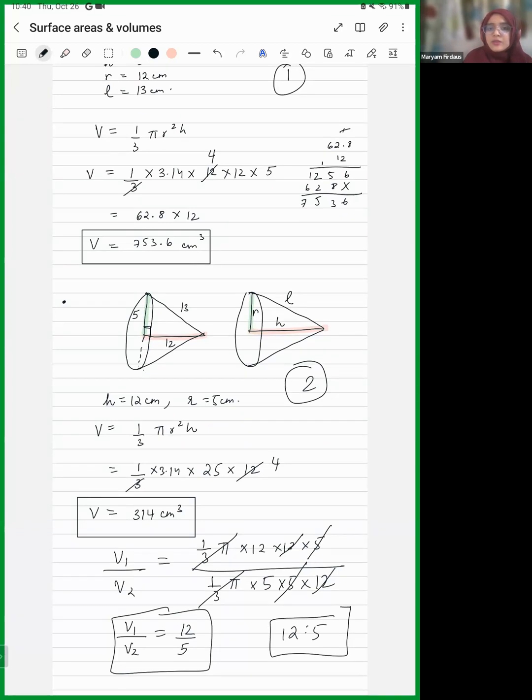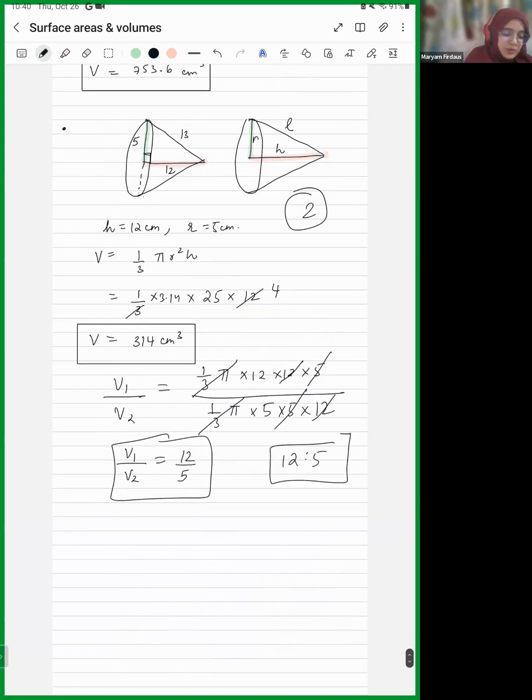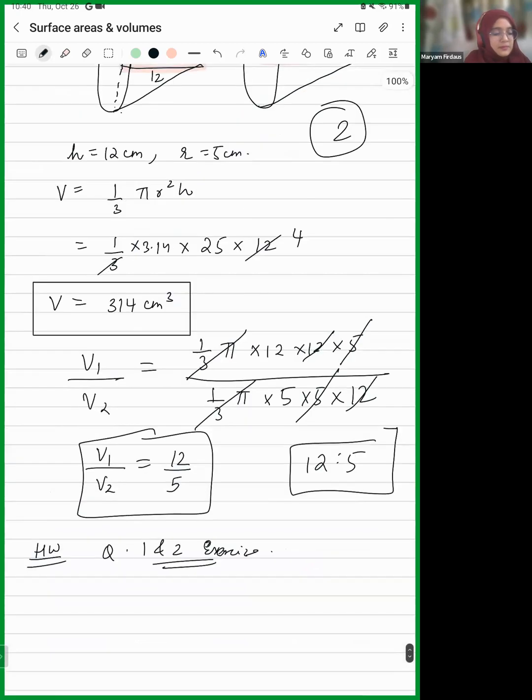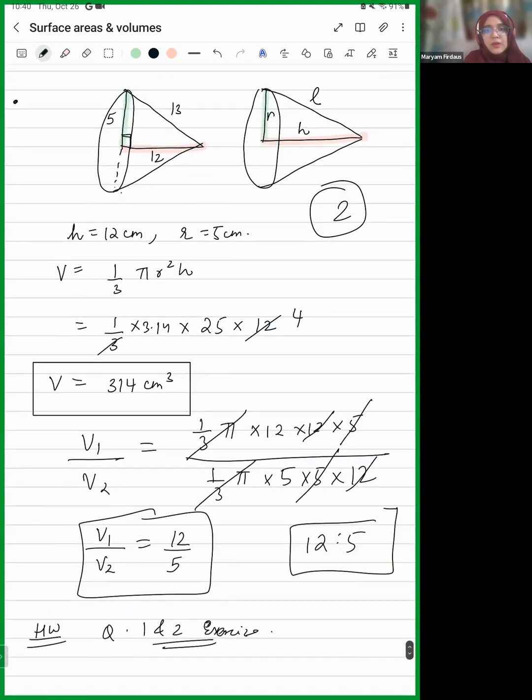Okay. So we have just one question left, and in the next class, inshallah, we'll do volume of a sphere. And let me just give you some homework. Your homework questions are question number 1 and 2 from the exercise. Okay. Any doubts in today's class, anyone? Okay, then that's it for today's class.